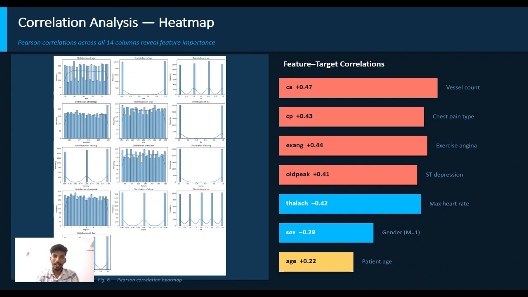In my correlation analysis heat map, to understand feature importance, I used a correlation heat map. This shows how strongly each feature is related to the target variable, and features like chest pain type, vessel count, and exercise included show strong positive correlation, while maximum heart rate shows negative correlation. This helps us identify which features are most useful for prediction.